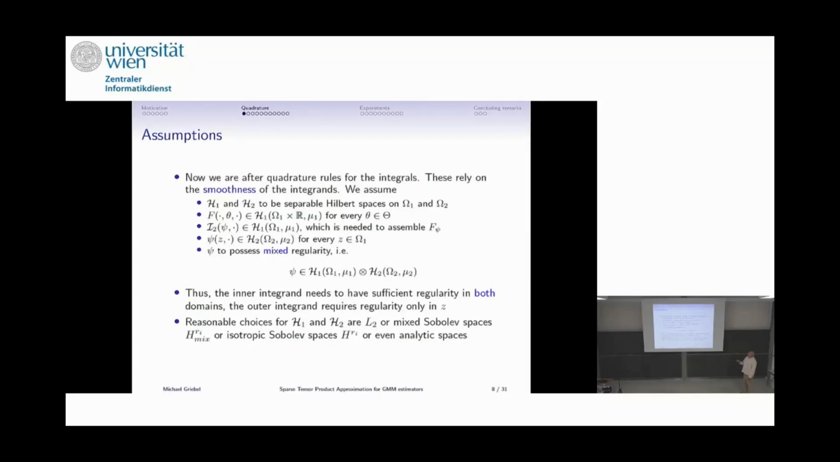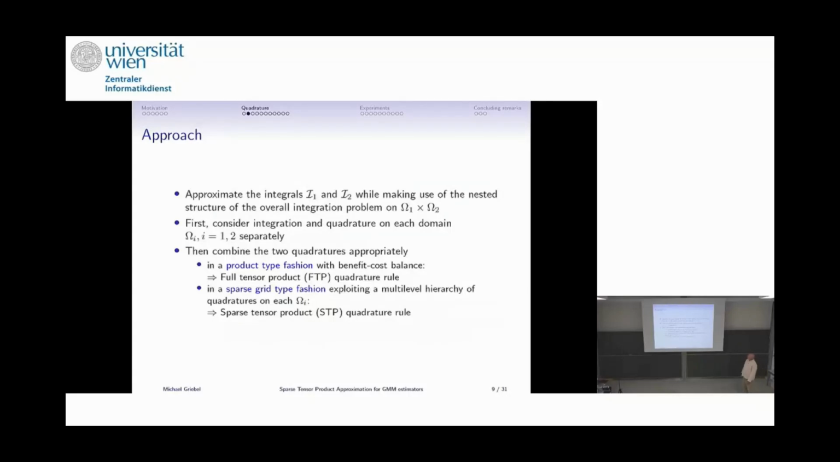Okay, where was I? Well, we have sufficient regularity and we need the right spaces. Let's assume we would have that mixed Sobolev H^R mix in the i equal 1 and 2, these are the two domains, or even an isotropic classical Sobolev space, or even analytic spaces. These are all prerequisites we could make, or assumptions we could make, and this influences our quadratures. So the approach is as usual. We approximate these two integrals by making use of the nested structure. Multi-level Monte Carlo lurks in the background, of course, or sparse grids on the tensor of the two domains.